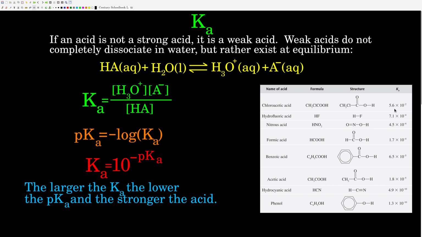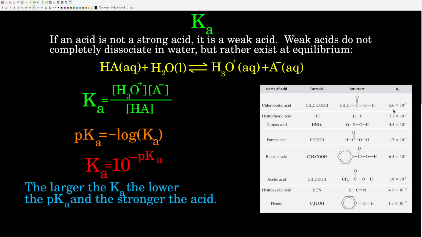And so if we look at over here, that's something to keep in mind. Now, if we look at these, the Ka for chloroacetic acid is 5.6 times 10 to the minus 2. The Ka for phenol is 1.3 times 10 to the minus 10th. This is a much smaller number than this because this is a larger Ka. We see this is a stronger weak acid than phenol, which is a weaker weak acid than chloroacetic.